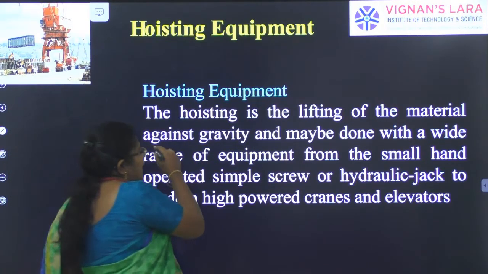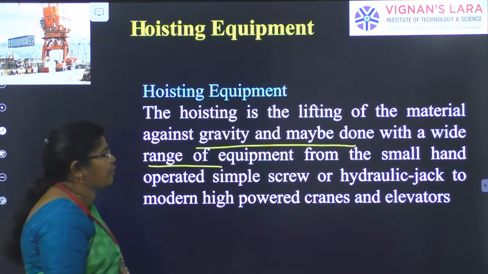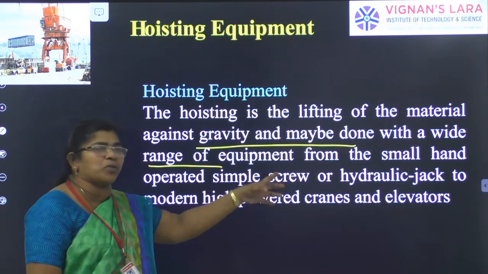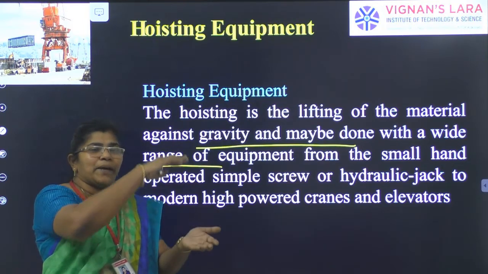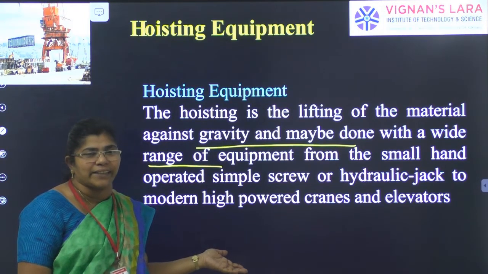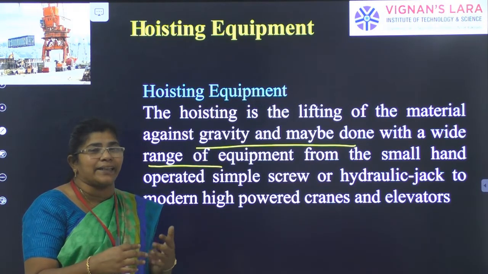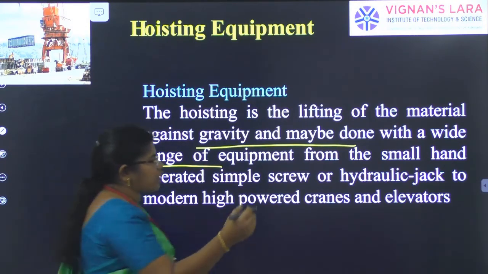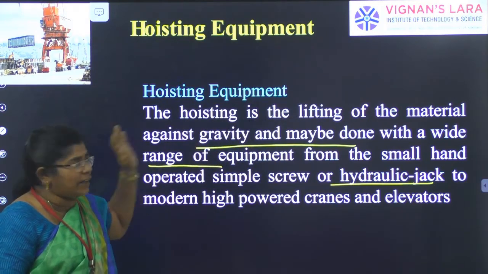Lifting of the material against gravity can be done with a wide range of equipment, from the small hand operating simple screw or hydraulic jack. With the help of hydraulic pressure, we will be able to move some materials, right? For example, I tell for hydraulic jack is the lifting of a car. If there is anything repaired with the tire and other things, we will lift the car using the hydraulic jack. So that is also one of the examples for this hoisting equipment.